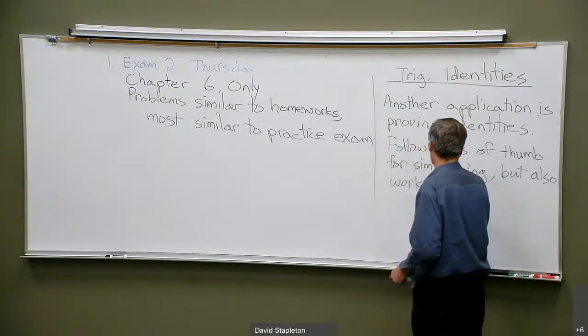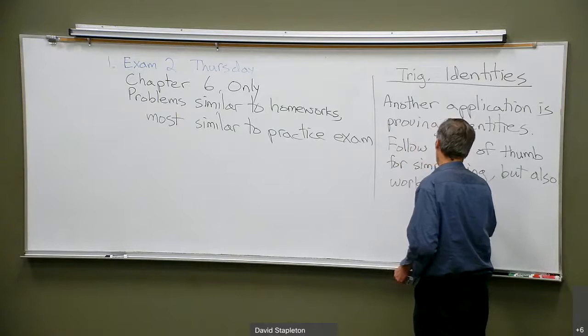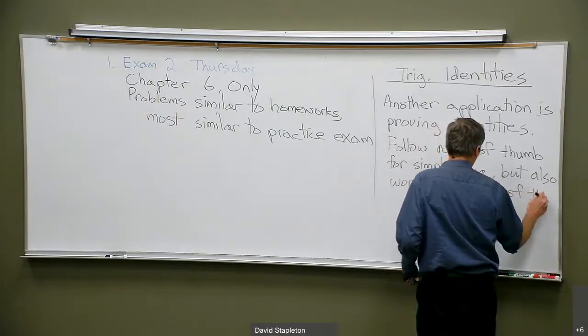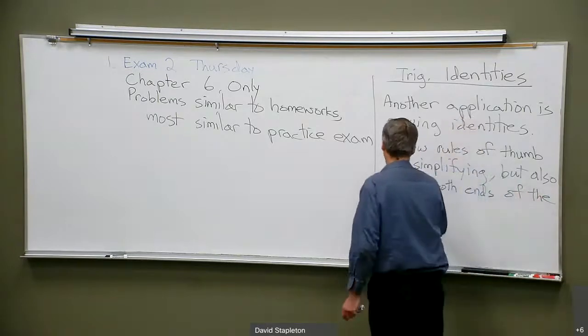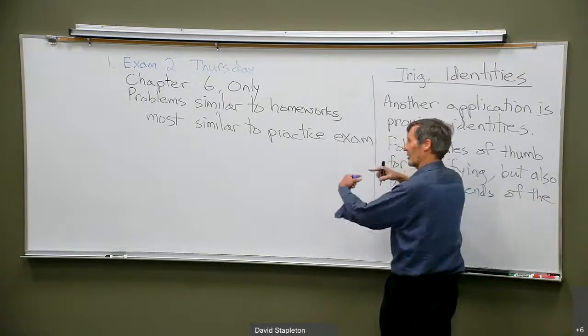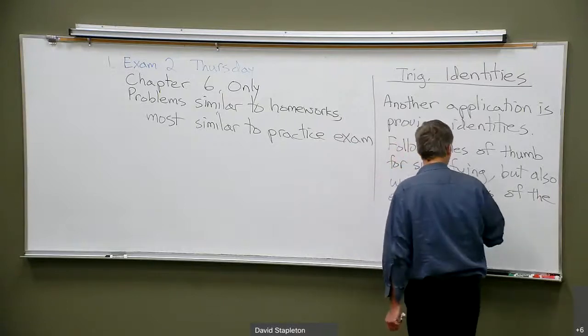But also work both ends of the equation to meet in the middle. It's like the two railroads coming from the opposite ends of the country. You have to drive the golden spike in there when you get the proof here.